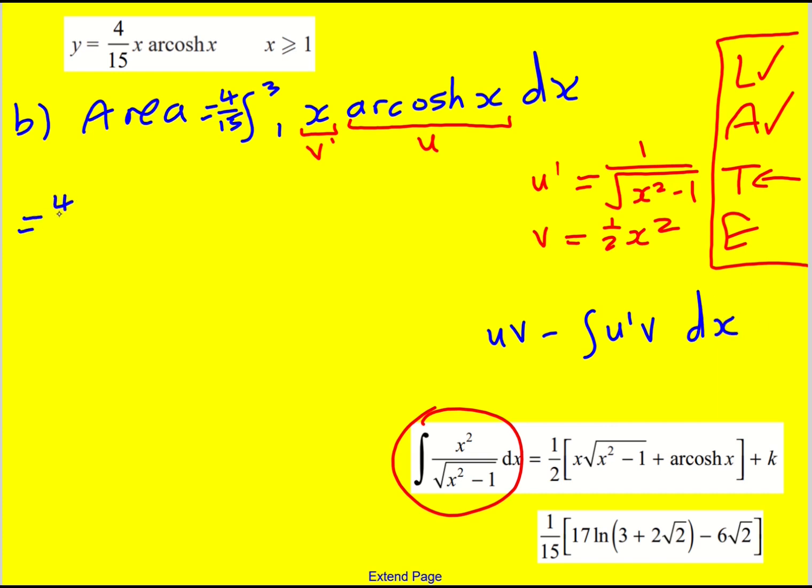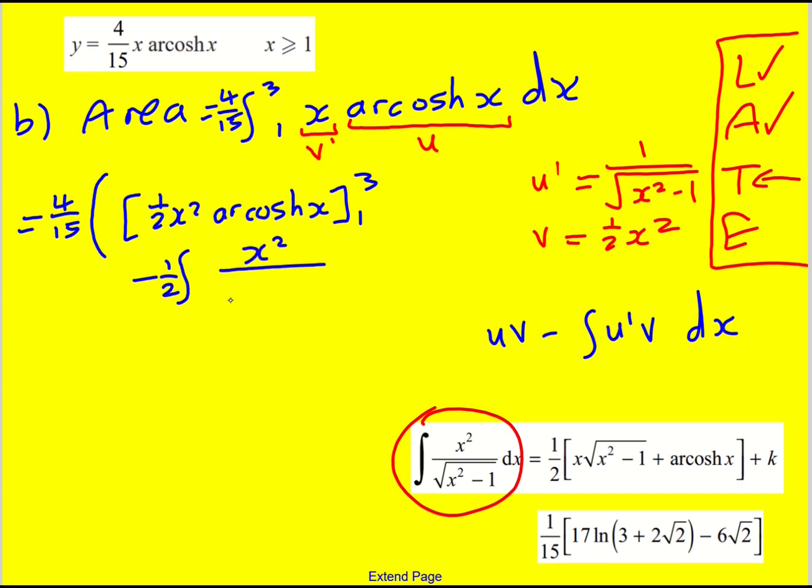So we're going to get 4 over 15. Don't forget about that. And then I put a big bracket there. And we've got u times v, so it will be a half x squared arcosh x evaluated between 1 and 3. Then I am minusing the integral of u dash times v. I'm going to be bringing another half out and then writing x squared over the square root of x squared minus 1. Okay, amazing.